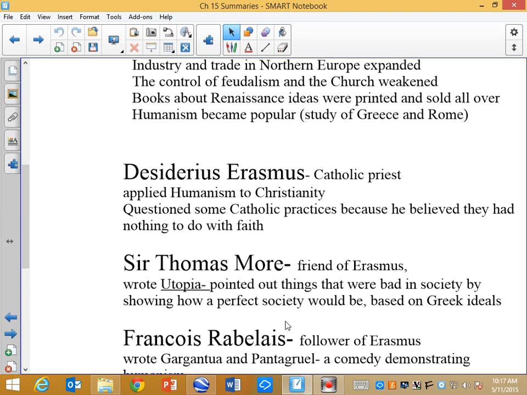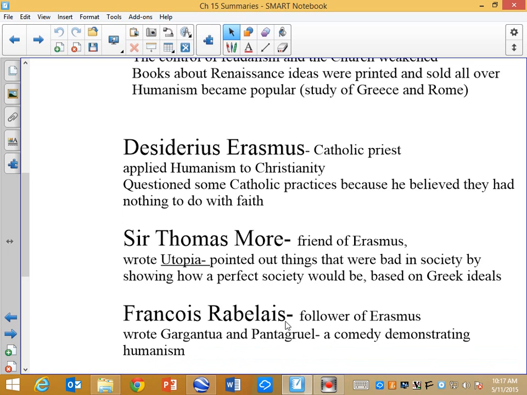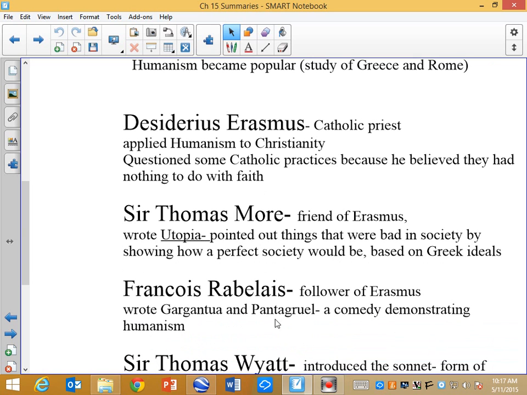The next guy to consider as we get into more literature, and these are people from Northern Europe. Erasmus was from Northern Italy, and More was, I believe, English. Then you get to Francois Rabelais. So this is obviously a Frenchman, and he knew of Erasmus. He read a lot of Erasmus's writings, and he was not a priest.